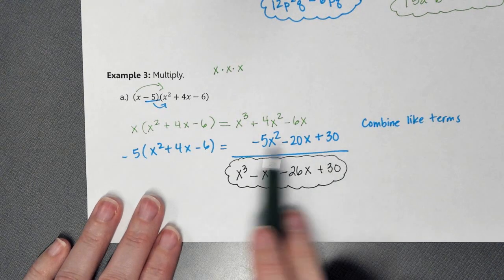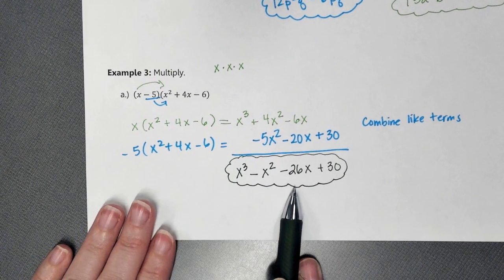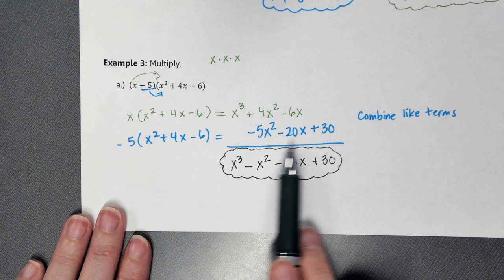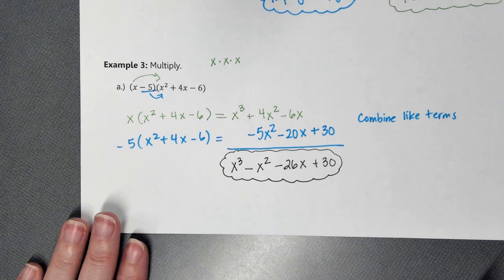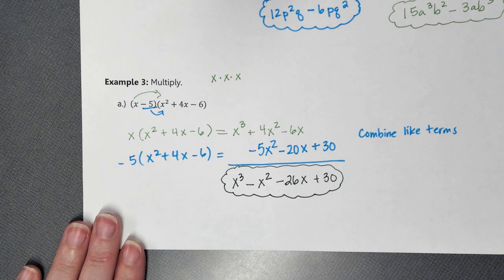I like to line these up so that it makes it a little bit easier, but you could also write these out and then underline the like terms. That would be another way that you could do that. Okay?